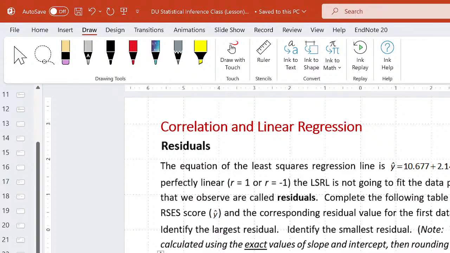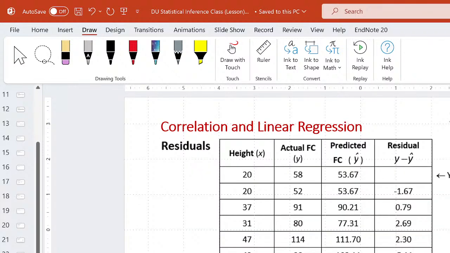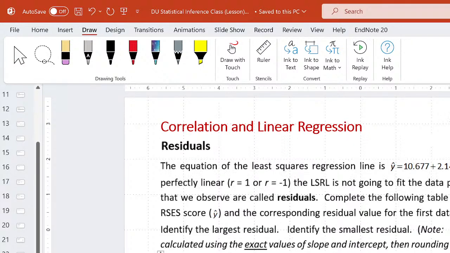The sum of the actual y values is always equal to the sum of the predicted y values. I don't know if you noticed that, actually. They are equal. And the sum of the residuals is always 0, barring any rounding. That's the way it's made. Always.